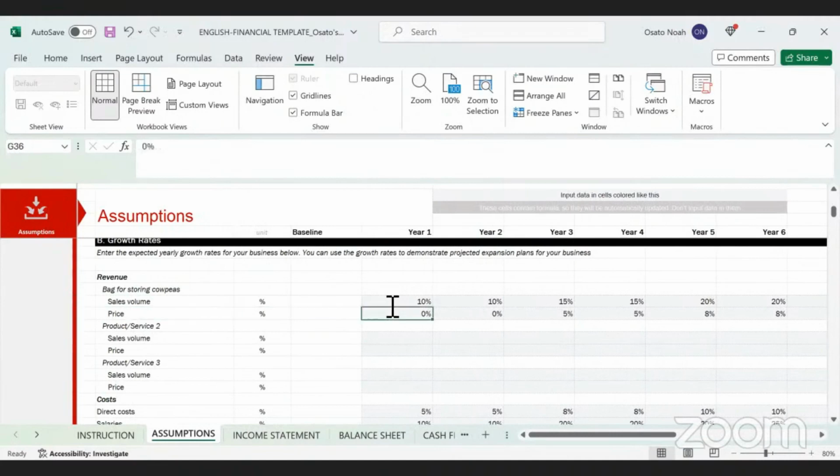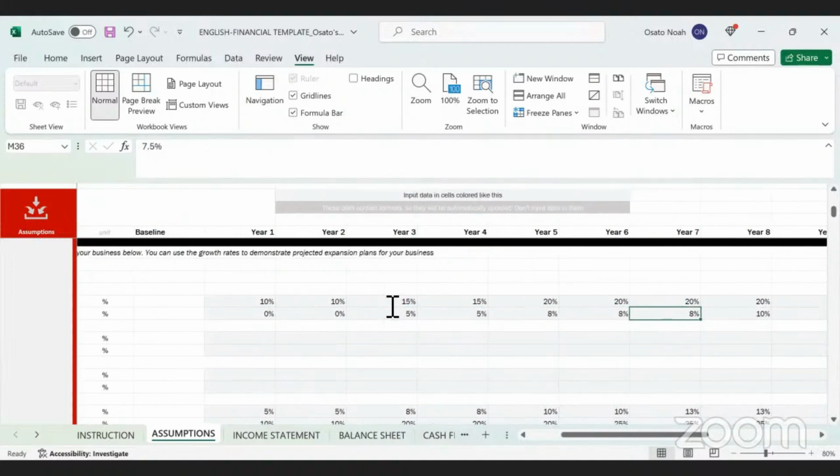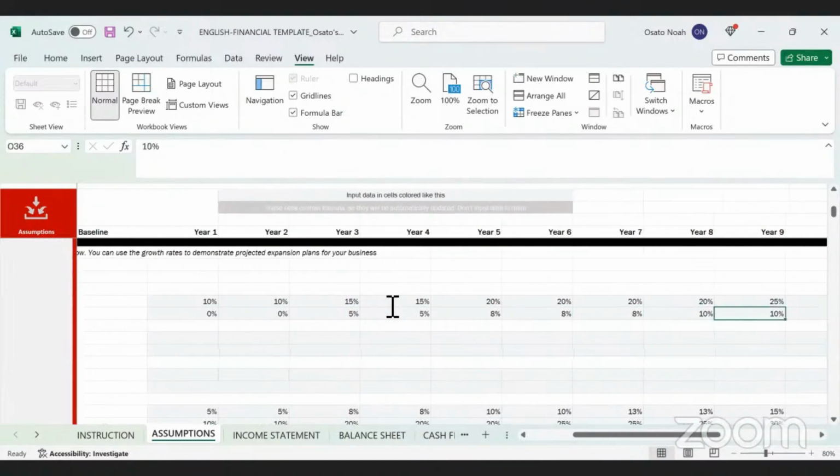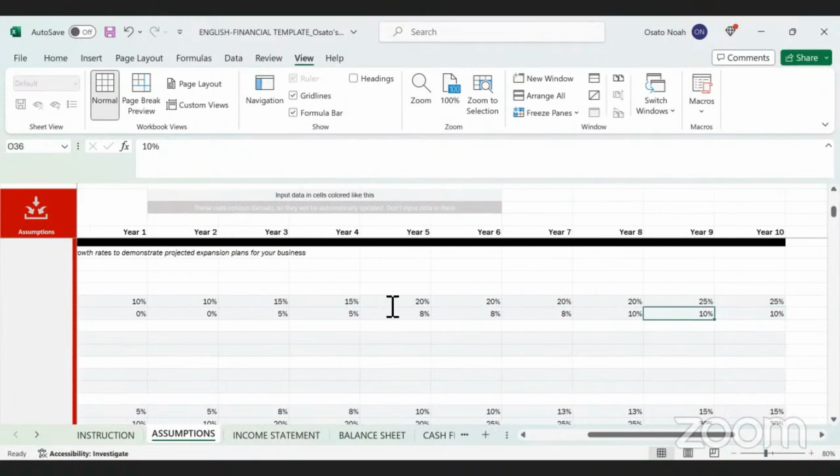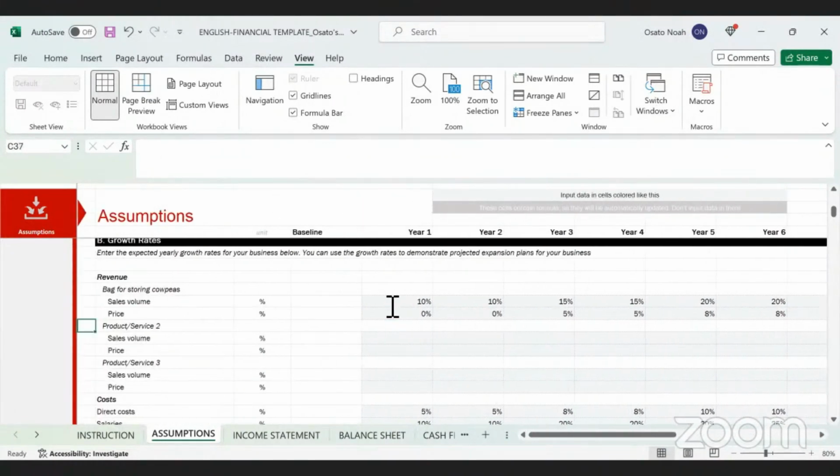And then for price, the first 2 years, we don't expect that our price will increase. And if the factors of production increase, because we are just starting a business, we may not really increase price so that we can gain market share, because in year 1 and year 2, we are still trying to gain market share. So for that, we feel our price can remain the same. But from year 3, we increase marginally by 5%, then marginally from year 5 to 8%. And by year 10, we just increase the price of this product by 10%.